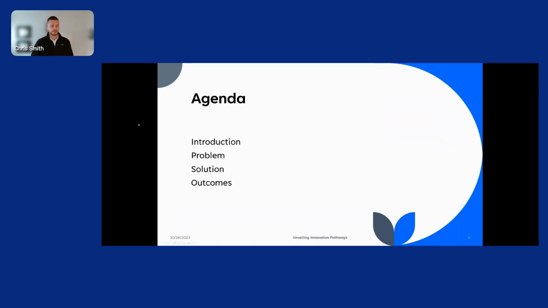A quick agenda. Again, I'll just go through an introduction, talk about what I do day to day and what I enjoy doing. Then we'll quickly define the problem. We'll talk about the solution a little bit, and then we'll get right into the outcomes, and we'll see some cool data visualizations and talk about how we think about the solutions that we've created.